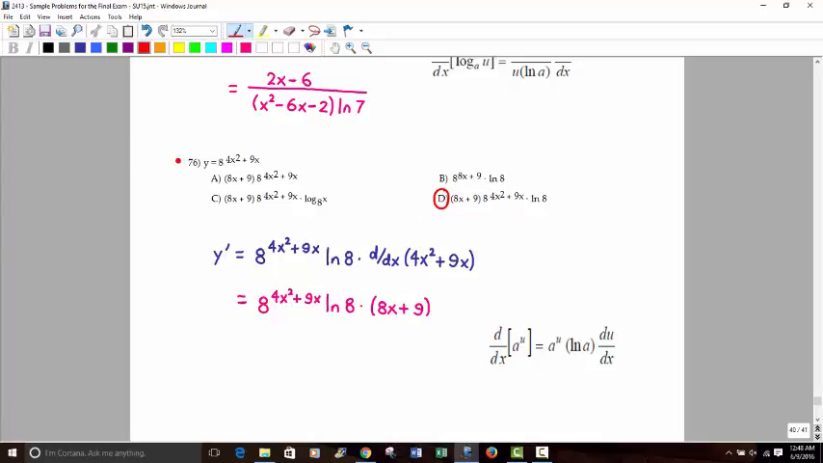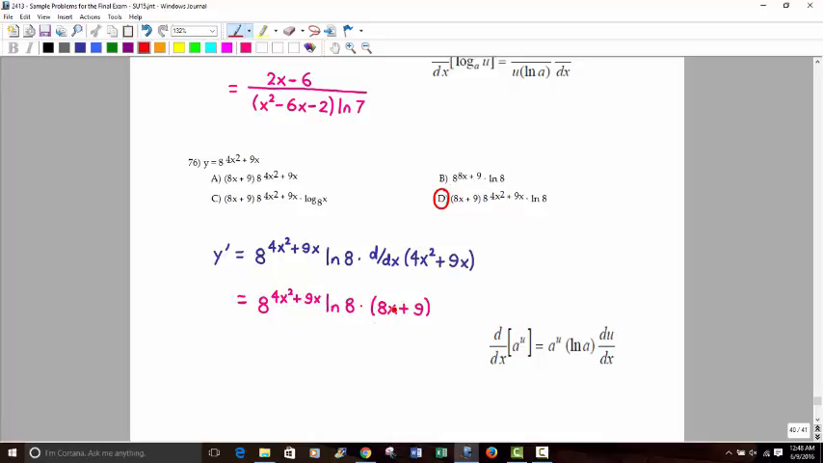Then ln of whatever your base is. So it's ln of 8 that goes there. And then the last part will be the derivative of that exponent. So the derivative of 4x squared plus 9x would be 8x plus 9. Now there's the answer. So it has 3 components.